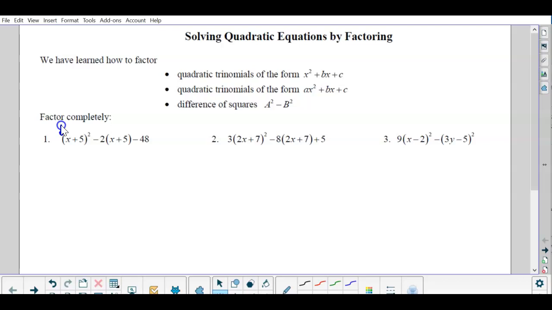This would be a non-simple trinomial because the coefficient is 3. And this is a difference of squares. Okay? So there's one of each. So you do that right now.